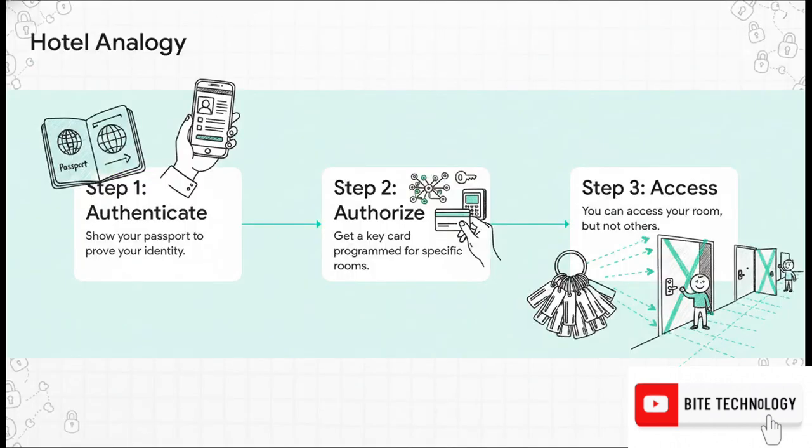And this hotel analogy honestly makes it all click. You authenticate with your ID, then you're authorized with a key card. That card gives you access to your room, maybe the gym, but it correctly stops you from getting into the room next door. Broken access control? That's like the hotel accidentally giving you a master key card that opens every single door in the building.